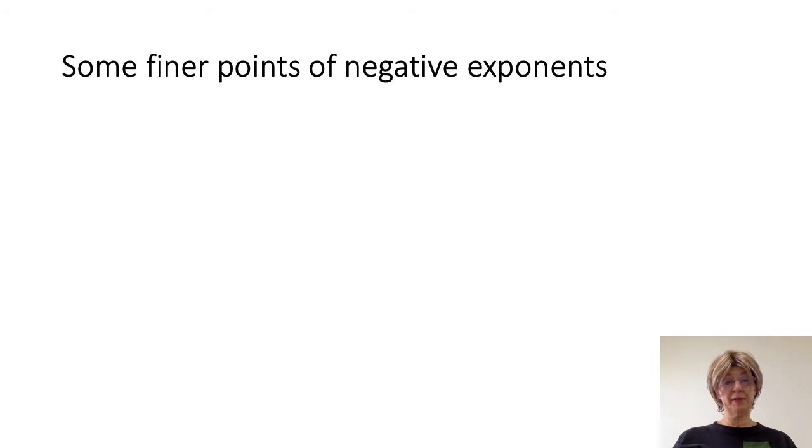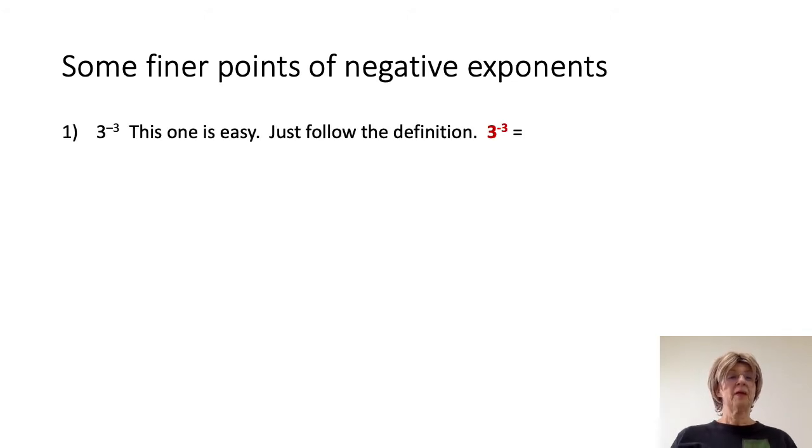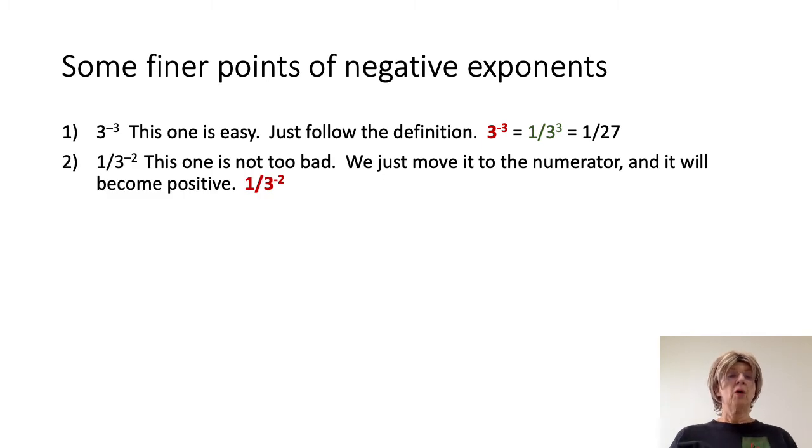Some of the finer points of negative exponents. Number 1, 3 raised to the negative 3 power. This one is easy, just follow the definition. 3 to the minus 3 equals 1 divided by 3 to the positive 3, which is 1 divided by 27. Number 2, 1 divided by 3 to the minus 2. This one is not too bad. We just move it to the numerator and it will become positive. So 1 divided by 3 to the minus 2 becomes 3 squared, which is 9.